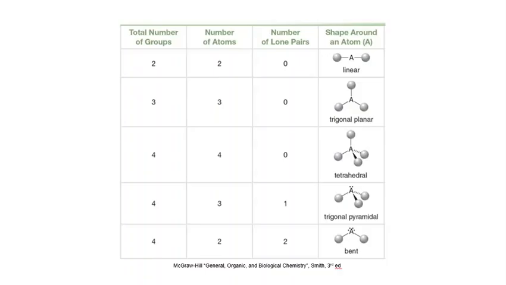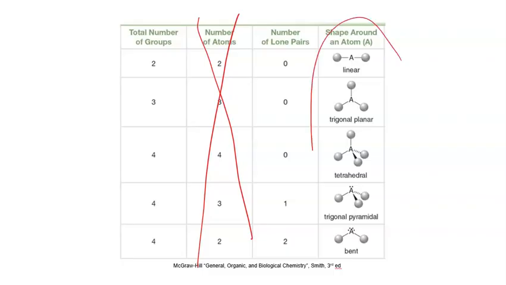So here is a handy-dandy cheat sheet that is nice for reference. You need to know these, but this is a good cheat sheet. So this goes through the total number of groups. If we have 2, 3, or 4 groups, that's the first thing that you check. Then you check the number of lone pairs. I would actually get rid of this number of atoms because that is not going to be helpful when we get into bigger molecules like that example that I just showed you a while back. So you count the total number of groups, the total number of lone pairs, and then from that you can read off the shape around the atom.